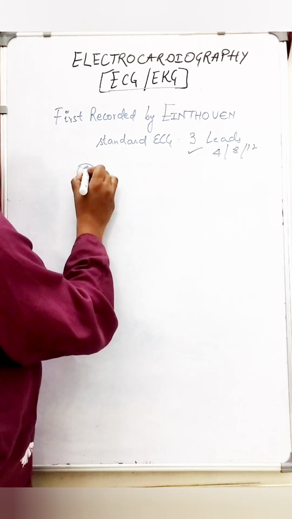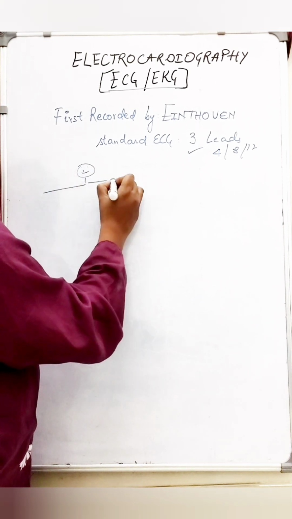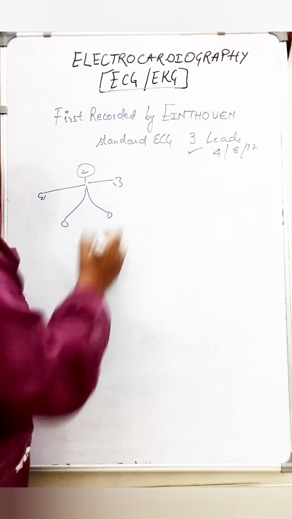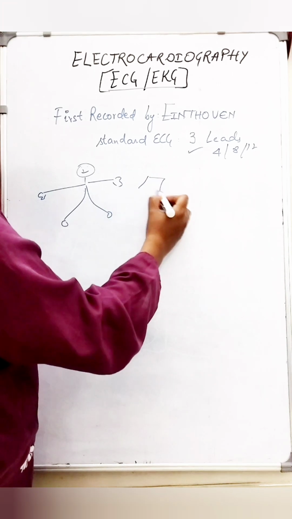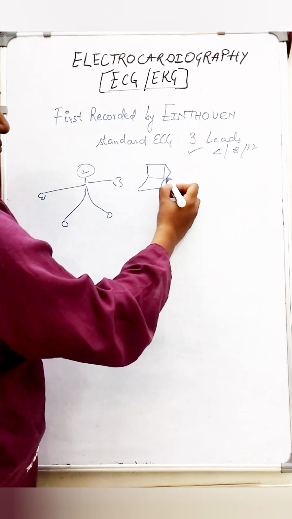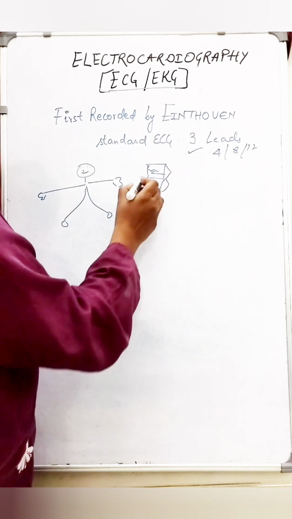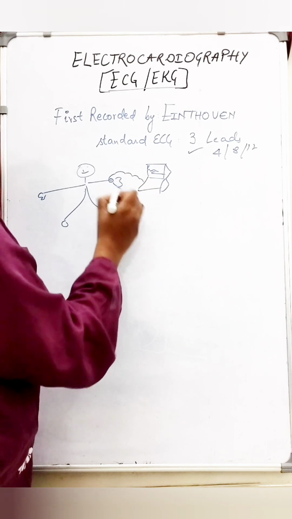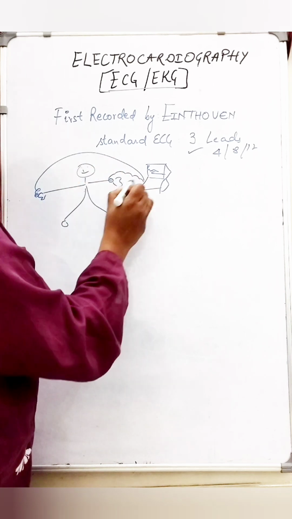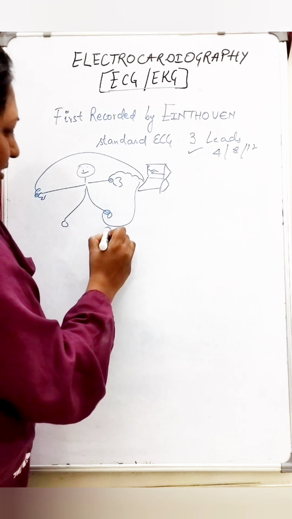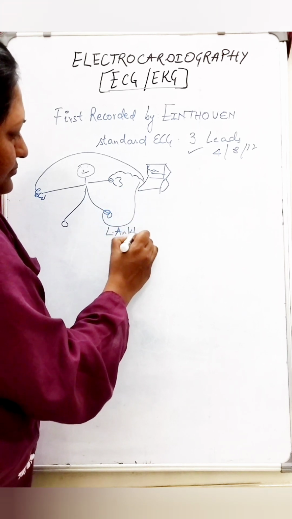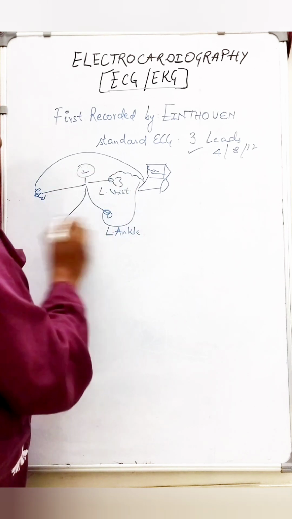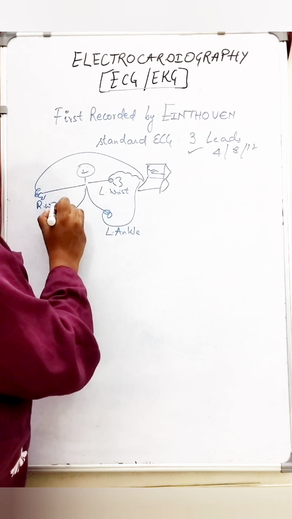So if this is a human body, so the ECG machine is connected, for example, like this is the first lead electrode, this is the second electrode, and this is the third. So this is the left ankle, this is the left wrist, and this is the right wrist.